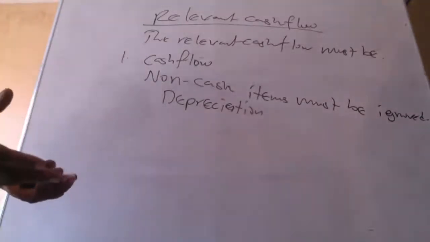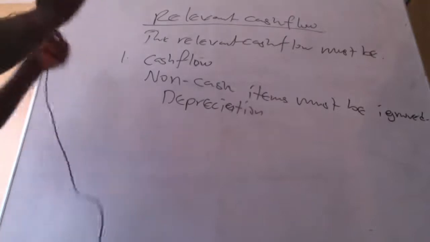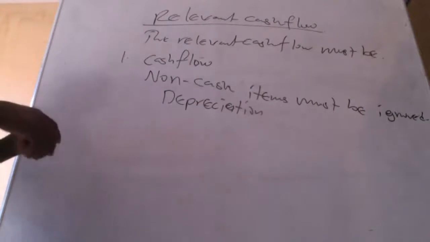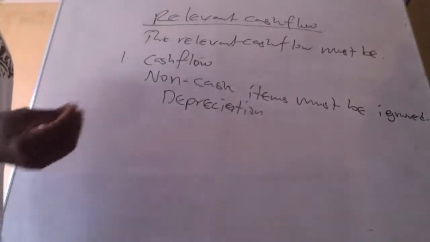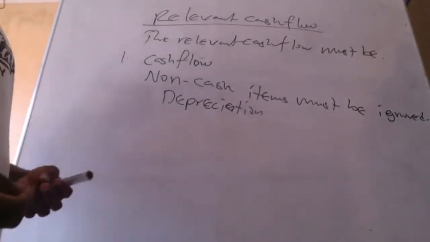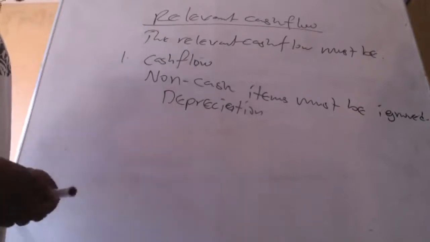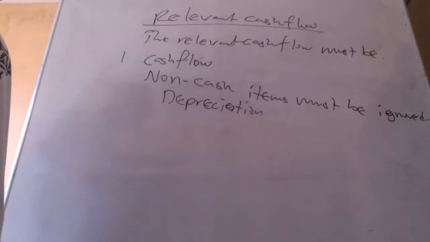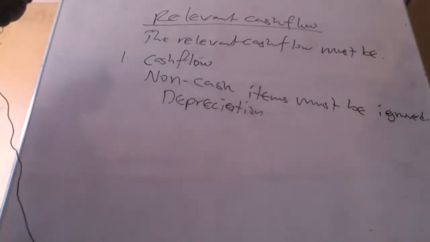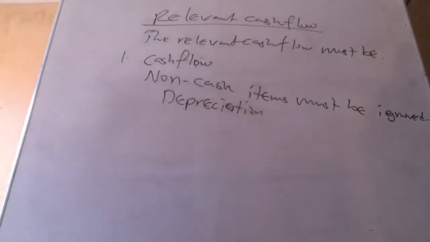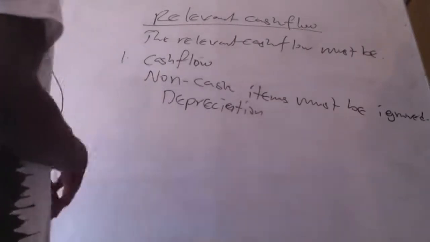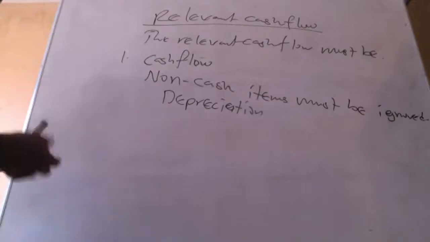If depreciation has been included, what do we do? We reverse it, because we don't cater for depreciation under the cash flow. Why? Because it does not involve movement of cash. Depreciation is a mere provision. It's an allowance, not a cash flow. So here, that's the only thing we need to worry about. Non-cash items should be ignored.